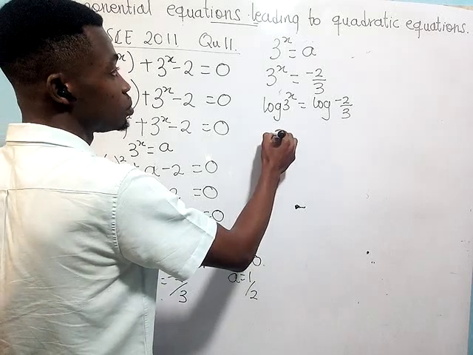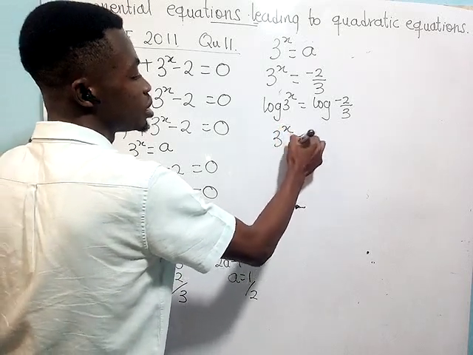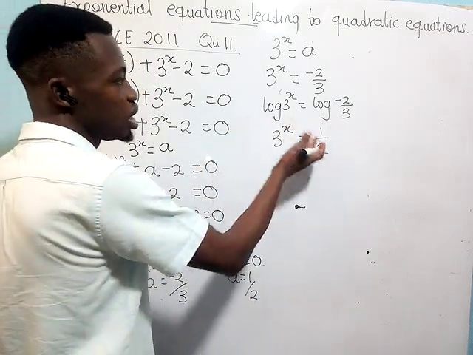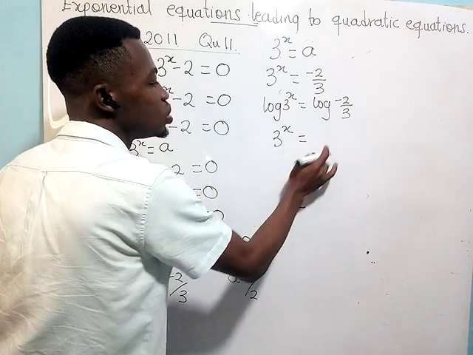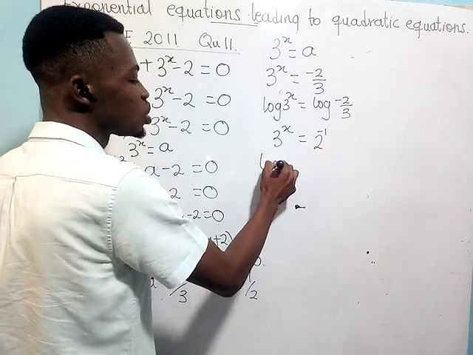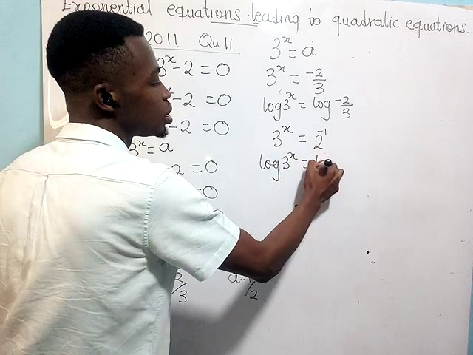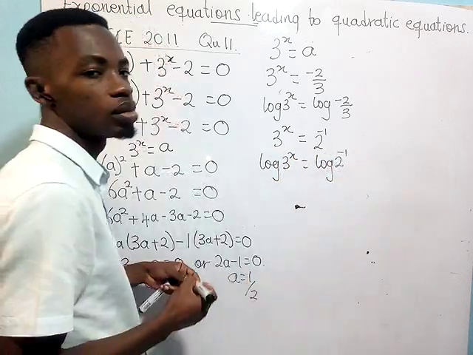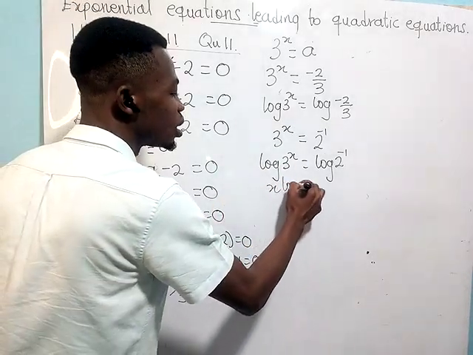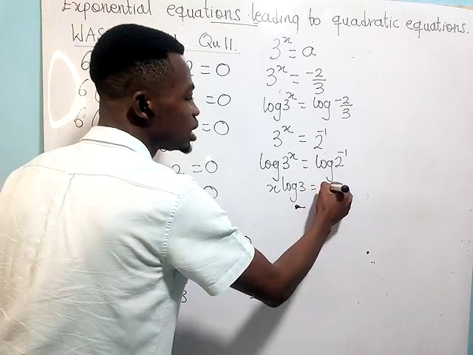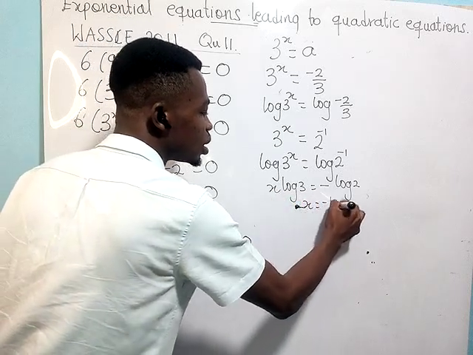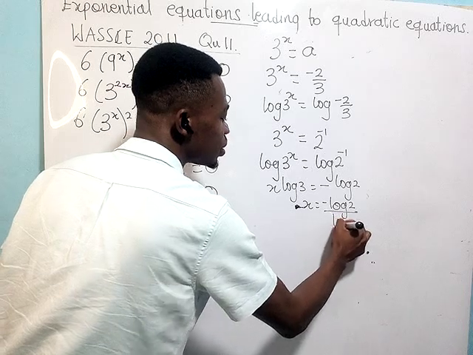Let's pick the second one. We have 3 to the power x is equal to 1 on 2. This can be written as 2 to the power negative 1. And now, since they are not the same, we introduce log on both sides. And under logarithm, the exponent will move to this side. We have x log 3 is equal to the negation of log 2. Since we want x, the log 3 will divide.